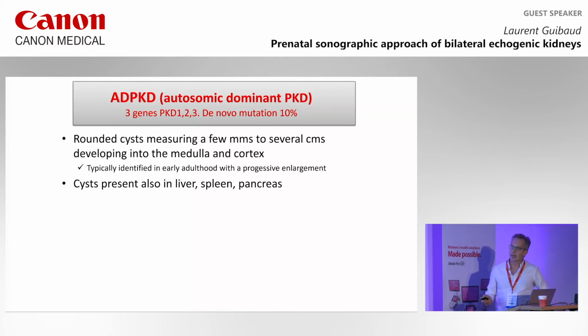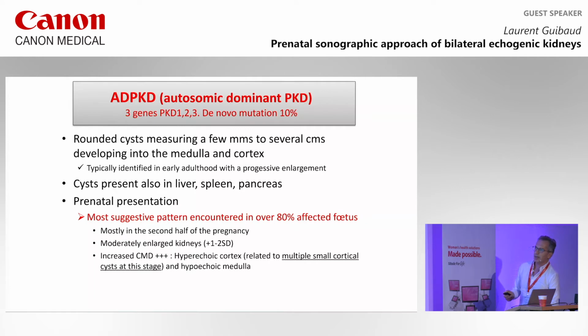Cysts may be present in liver, spleen, and pancreas. In prenatal, the most suggestive presentation, in over 80% of the cases and seen in the second half of the pregnancy, is moderately enlarged kidneys with an increased CMD. That means that there is a hyperechoic cortex related to multiple small cortical cysts at this stage. You cannot see the cysts, but you see the hyperechoicity of the cortex, and the medulla is hypoechoic. So you have an increased CMD.